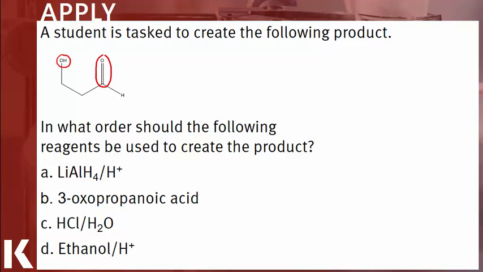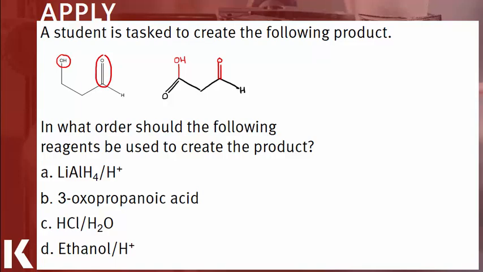3-oxopropanoic acid in B looks like this, which contains an acid and an aldehyde. Notice the hydroxy group and the carbon-oxygen double bond are in the same location as the end product, so this is likely the starting reactant. In order to prevent the reducing agent from converting the aldehyde into an alcohol, we want to protect it.